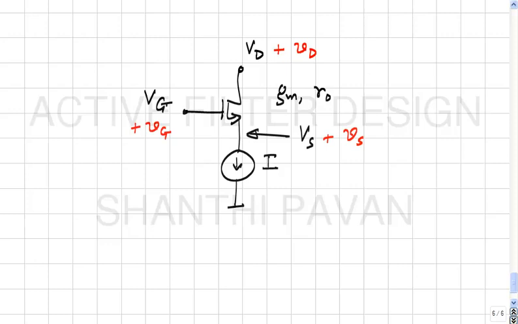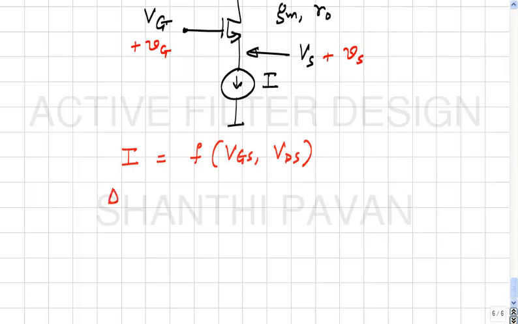Now, I'd like to figure out how the source potential changes in response to changes in the potential at the gate and the drain. So, originally I was a function of VGS and VDS. Now, delta I, which is the change in the drain current due to a change in the gate source and drain source voltages, must be of the form Gm times delta VGS plus GDS, or 1 by RO, times delta VDS.